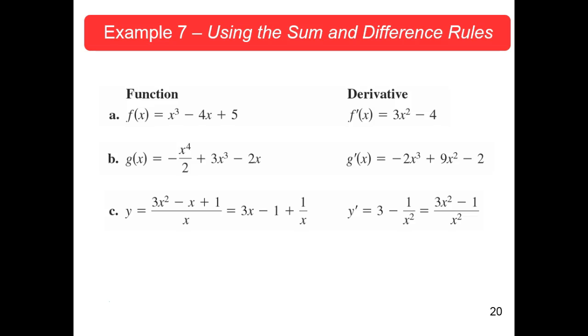Is that in power form? No, it's in rational form. So let's do it. It's fairly easy because that's 3x squared over x, which is 3x squared over x, so it's just 3x. Okay, there's the first part.